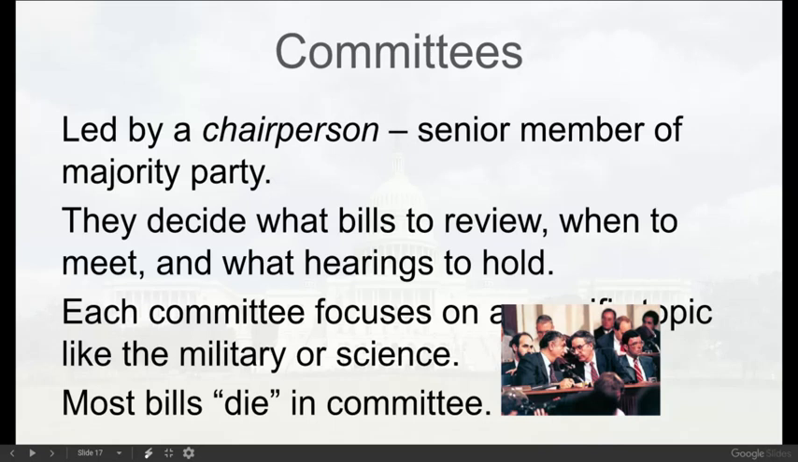So those chairpersons get to decide, of course, when the bill will be investigated, when they'll hold hearings or meetings about it. And they also decide whether or not the bill should even be talked about. And so it's incredibly possible that if a congressperson writes a bill, it might not even make it out of the committee stage. And in fact, most bills die in committee. So there are thousands of bills submitted every year, and most of them die at the committee level.